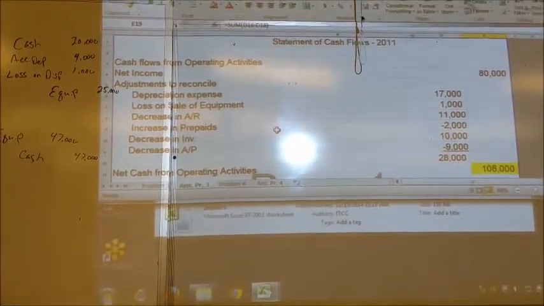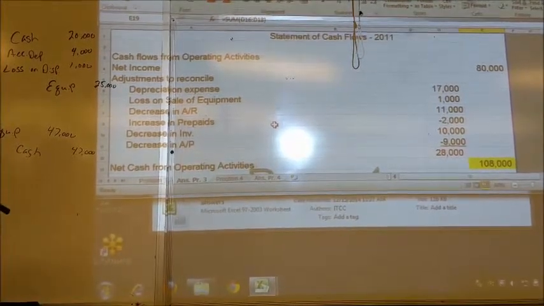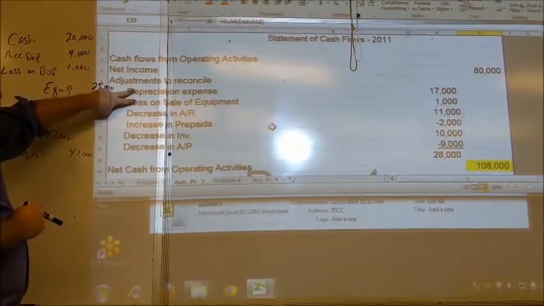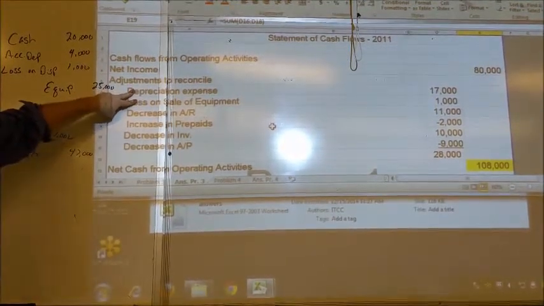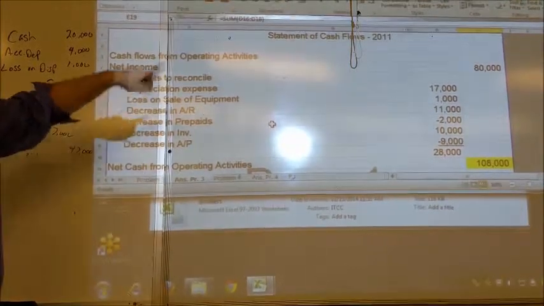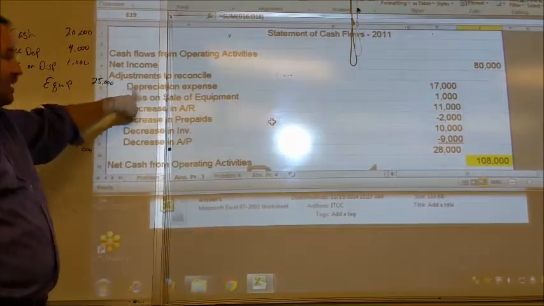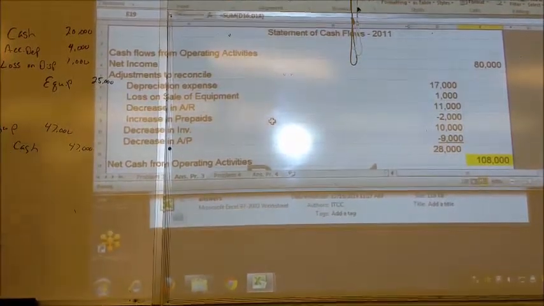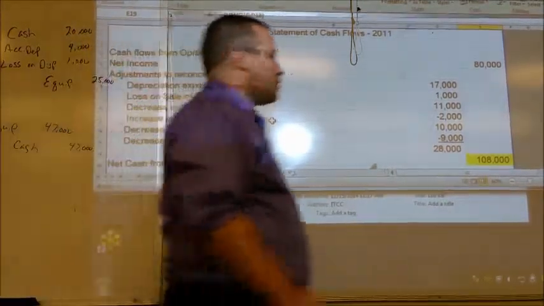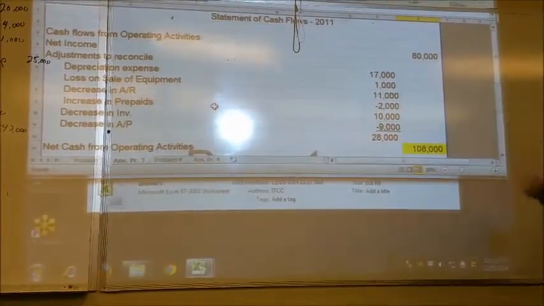Okay, looking at the statement of cash flows for this third example, we always start with our net income. And then we look for the two income statement items that never affect cash and that we need to adjust back to our net income. So depreciation lowers net income. That's an expense, so it lowers the net income. But in no way did it involve cash. So we need to pretend like this depreciation wasn't there and add it back to the 80.